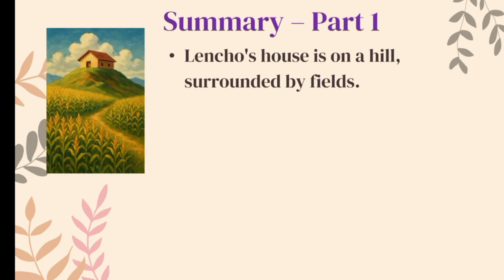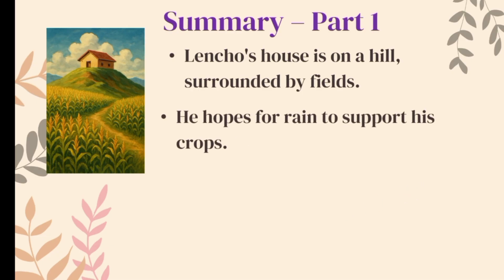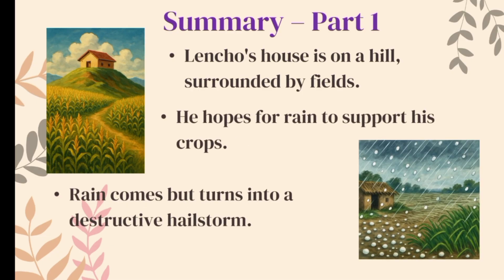Now let's look at a summary of the lesson. I've divided this lesson into 4 parts. So let's look at it one by one. Now Lencho's house is on a hill surrounded by fields. He hopes for rain to support his crops. Rain comes but turns into a destructive hailstone. Crops are completely ruined.